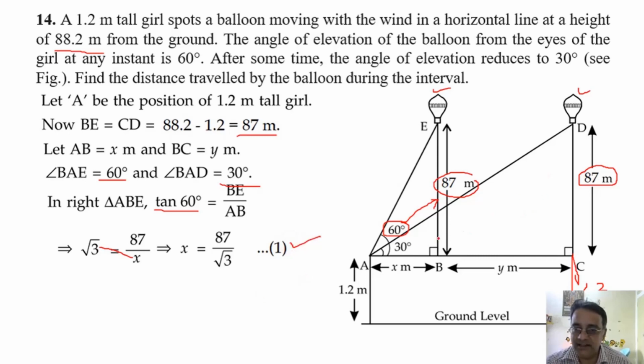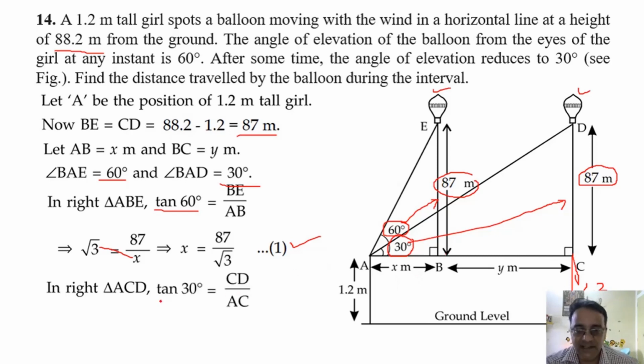Now in another triangle, that is ACD, tan 30 degree is equal to, this is the opposite side and this is the adjacent side. So here also we are going to use tan 30 degree, that is CD upon AC. What is the value of tan 30 degree? 1 by root 3. Right, 1 by root 3. So here x plus y will be how much? 87 root 3.